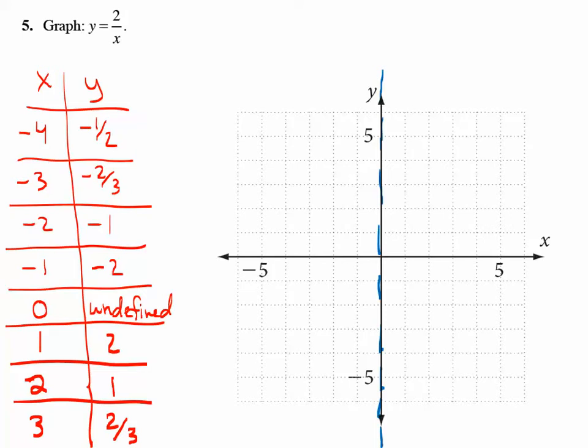And then let's plot these points, and then let's see if we can sort of combine them together. At -4, we get a dot of -1/2. At -3, we get a dot of -2/3. The -2/3 is more than halfway down to -1, so about right there. At -2, we get a -1. At -1, we get a -2. So you see the little starting of that curve pattern.